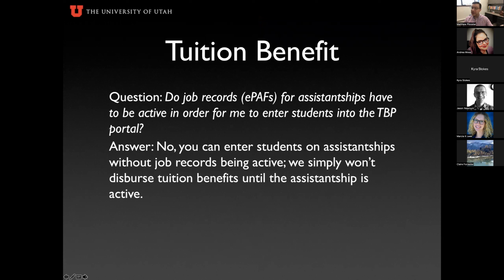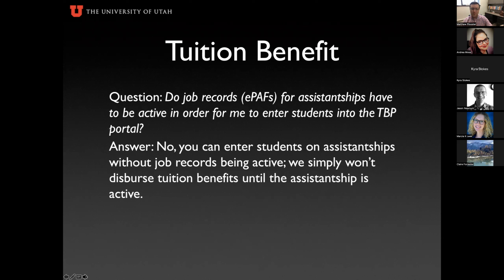The answer to this used to be yes. You can't enter a TA or an RA until they have an active job record. We've removed that upfront validation, so you can enter students who are going to be RAs and TAs as early as 6 weeks prior to the start of the semester. We simply won't post the tuition benefits to the tuition bill until the job record is active. So you are still able to get them entered in. If they are enrolled, we can get going with GSHIP. The students can go in and sign, and they can feel a little bit more secure about the semester moving along.